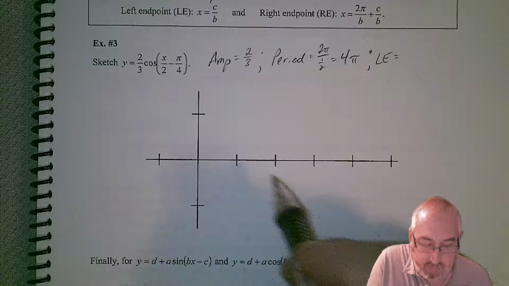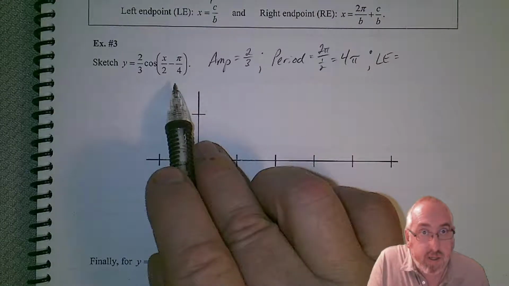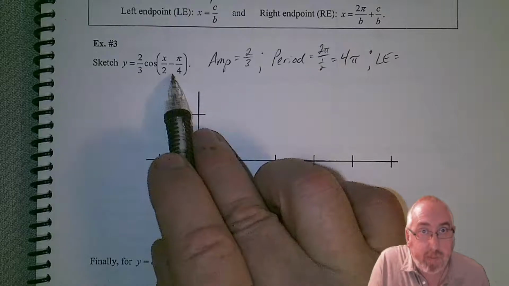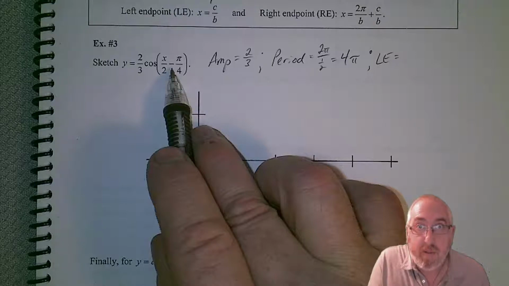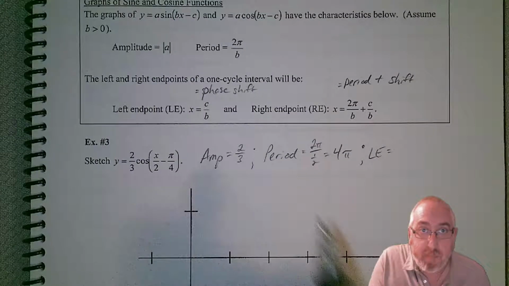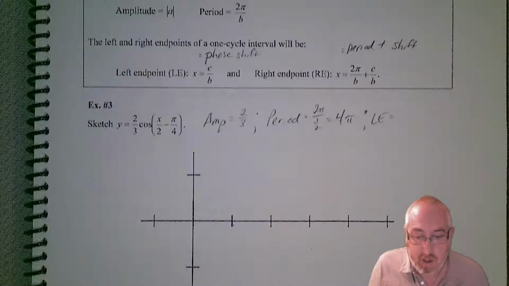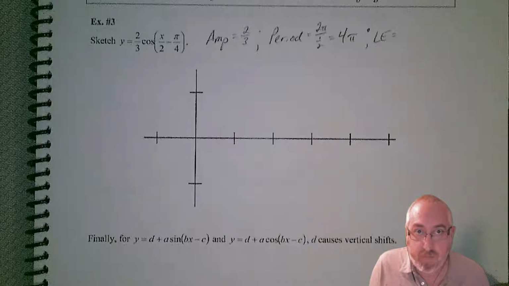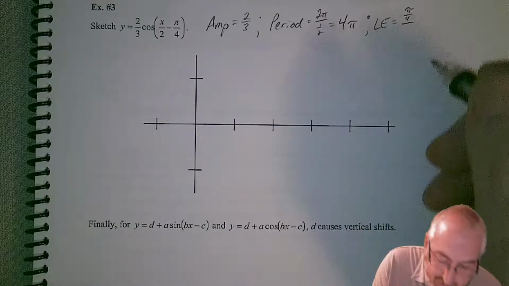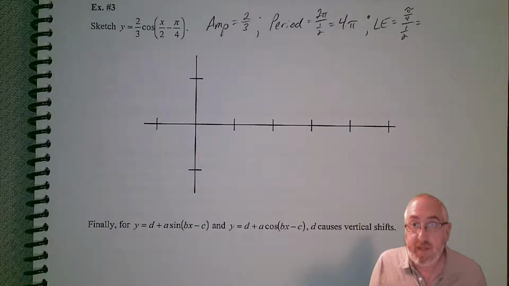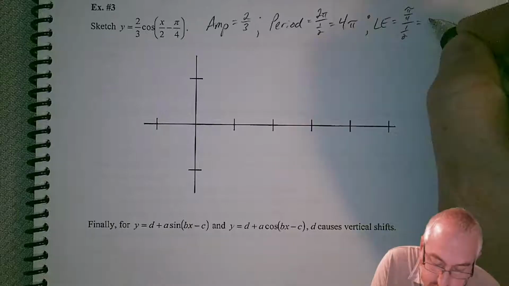Now we got to be careful. C is what in this problem? Some of you might be tempted to say it's negative pi over 4, but the formula, remember, is with a negative built into it. So we want to be careful. That negative that's already in there means that our C value is positive. So positive pi over 4 over B, which was 1/2. If we simplify that, if we multiply the top and bottom by 4, that's going to end up giving us pi over 2.